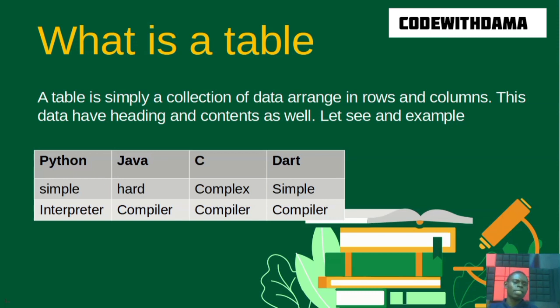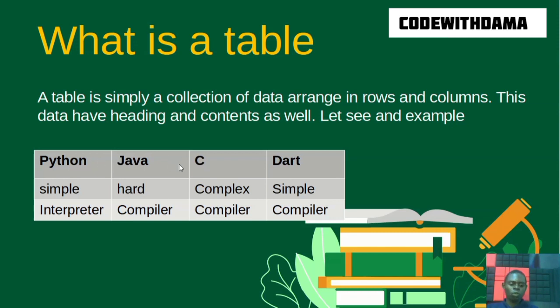Now when we talk about tables in HTML, it's more or less the same table we use in Microsoft Word. A table is simply a collection of data arranged in rows and columns. You would definitely have the headings as well as the content of that table. Just like in this example, you can see the headings of the table are bold, and then the content of the table has a normal font. That is differentiating the main content from the headings.